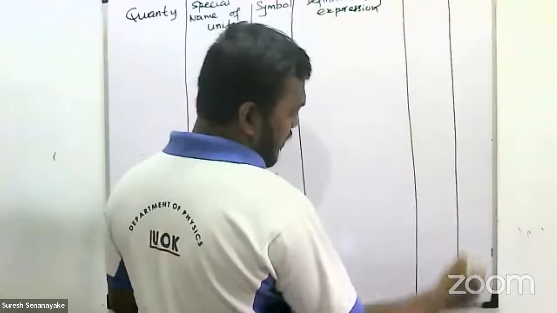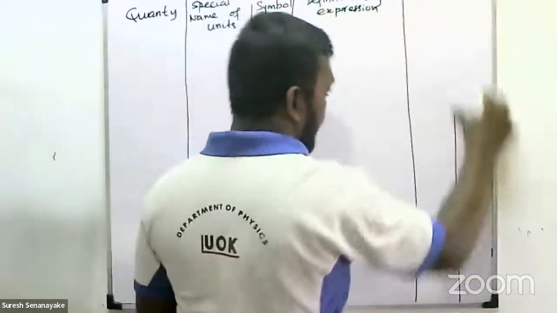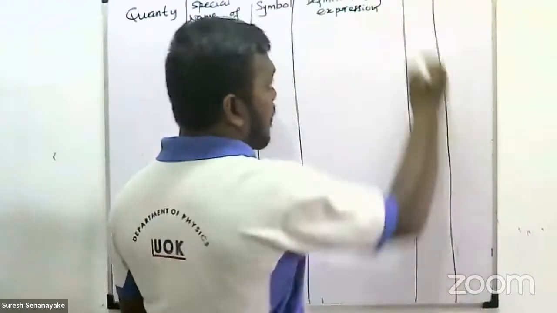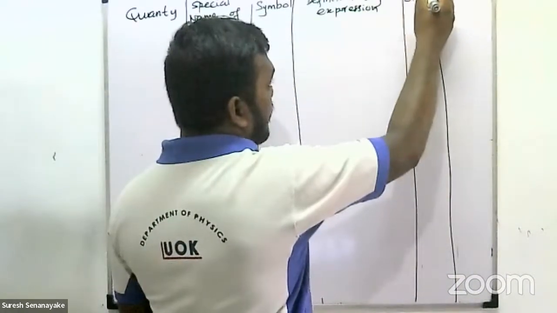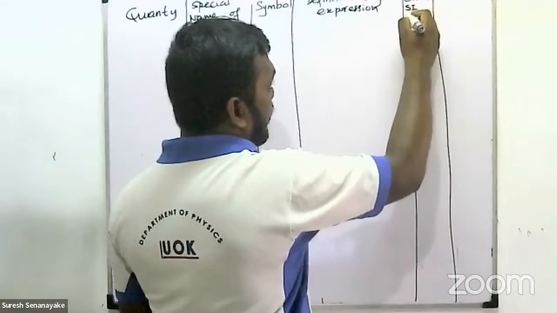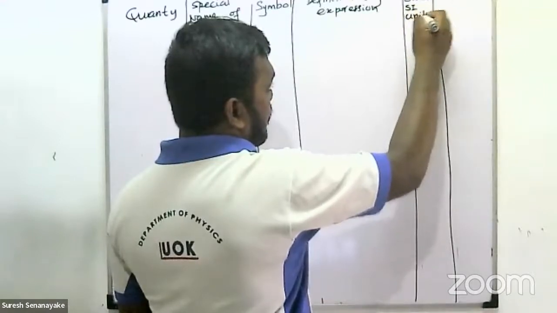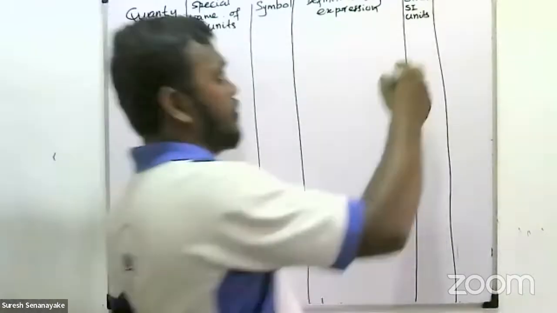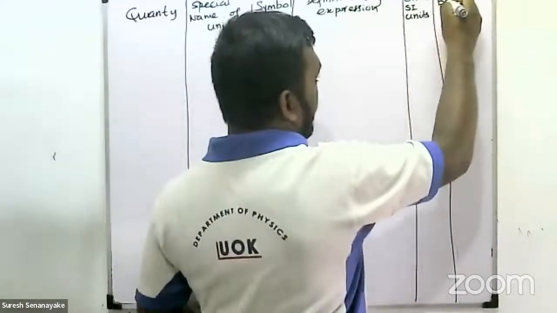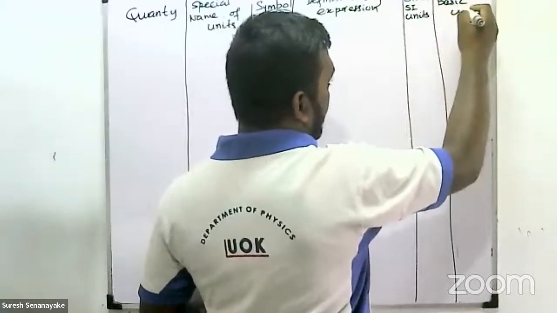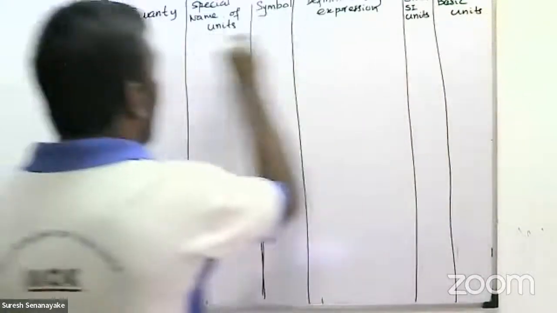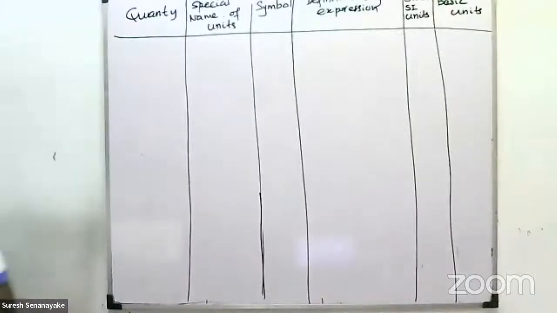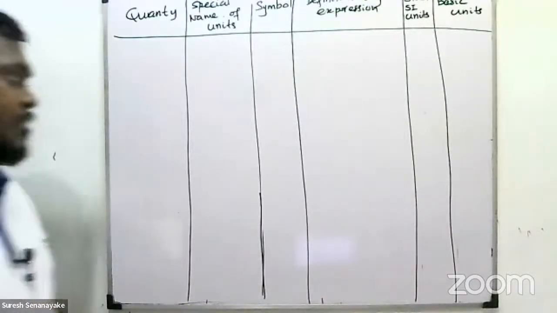And then this is divided into two: other SI units and base units. This column, the other SI units. Last column is the base units. Okay, you can draw the table like this. There are a lot.